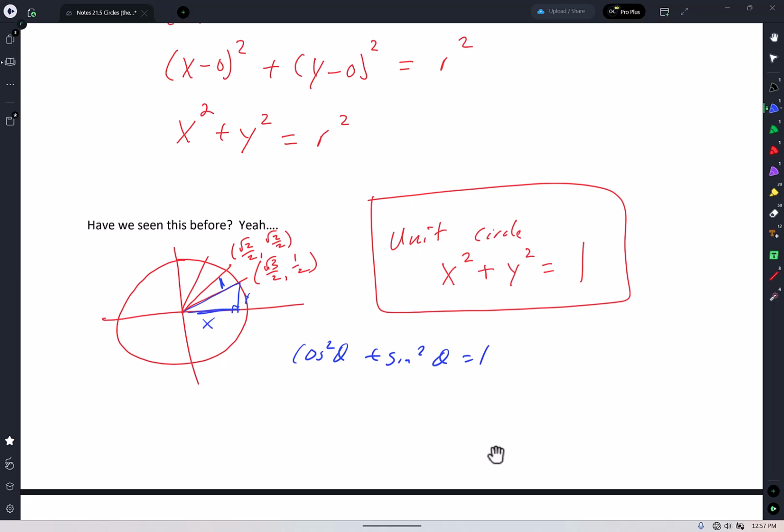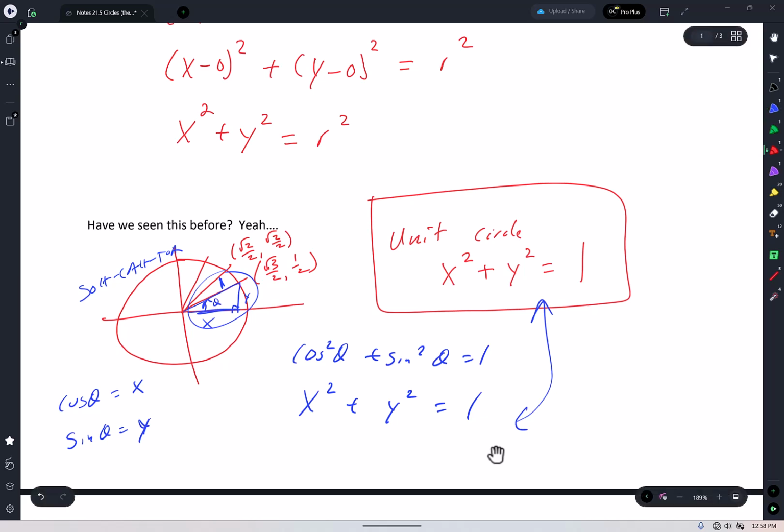Well, from here, SOHCAHTOA, there's just something to observe. You can see that cosine of this angle is adjacent over hypotenuse, so x over 1. Sine of that angle is opposite over hypotenuse, so y over 1. Notice I can replace the cosine with x and the sine with y. You get the same equation as before. See? They're all connected, guys. So just make sure you're aware of that. Okay.